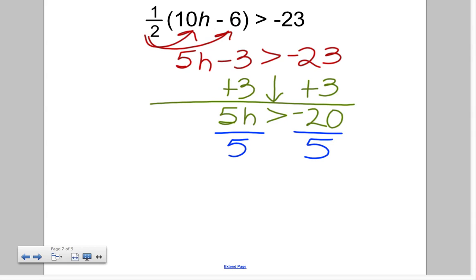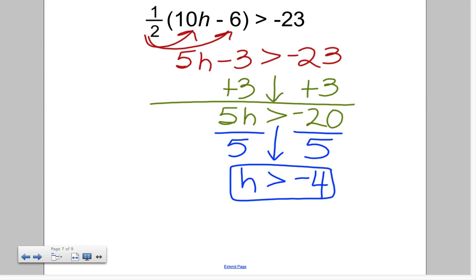So, are we flipping the sign this time? No. This is positive, so we're keeping it greater than. So h is greater than -4 is what I got. Is everyone cool with that? Yeah. Everyone good with that? All right. So I'm going to graph it.